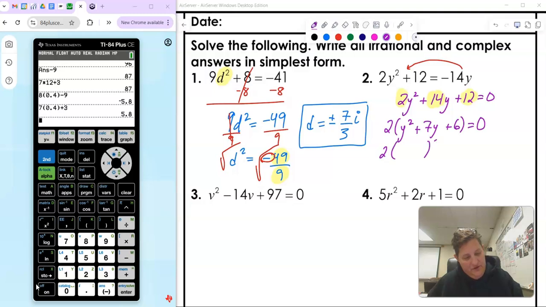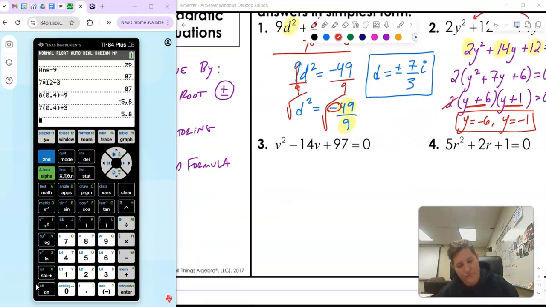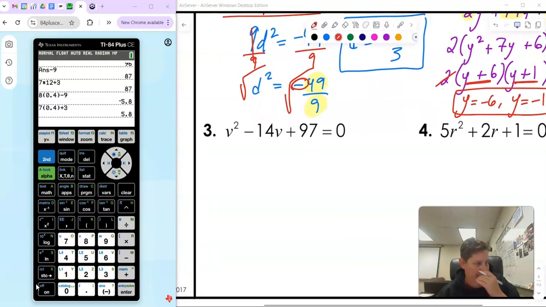And then that actually factors really nicely. Multiplies to make 6 and adds to make 7 is 6 and 1. And then remember, you guys, we do what are the solutions. Remember, 2 doesn't have a solution because 2 equals 0 is not a solution, right? But this one is going to be y equals negative 6, y equals negative 1. Okay? Let's see if we can do this one by factoring.